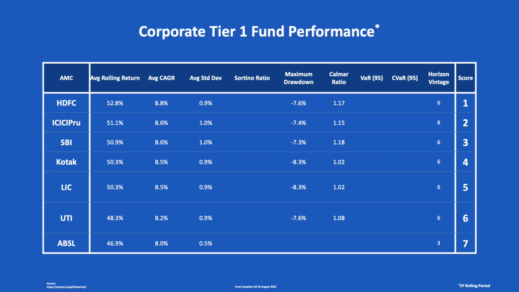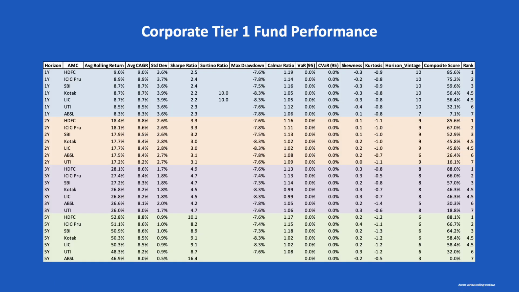Moving on to the corporate tier one fund performance, again across a 5-year rolling window. The top three funds are HDFC, ICICI Prudential, and SBI. They have comparable returns, but if you look at the metrics across the seven AMCs, barring ABSL for its shorter vintage, they have similar performance values, but with slightly higher ones observed in the top three funds. You can pause and refer to the detailed fund performance across various rolling horizons.